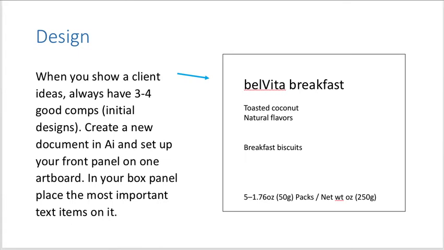Create a new document in Adobe Illustrator and set up your front panel on one artboard. You get those measurements from your actual carton that you bought in the store. Okay? In your front carton panel, place the most important text items on it. So here I went, Belvita breakfast, toasted coconut, natural flavors, breakfast biscuits.